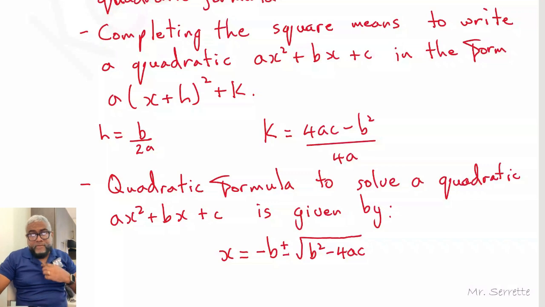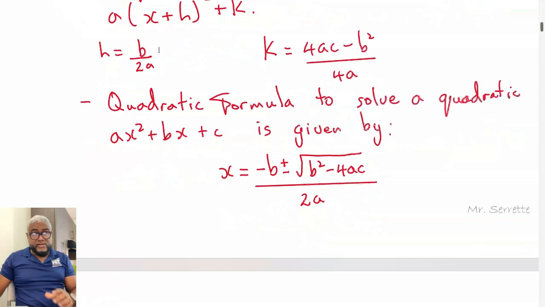all over 2a. This is your quadratic formula.